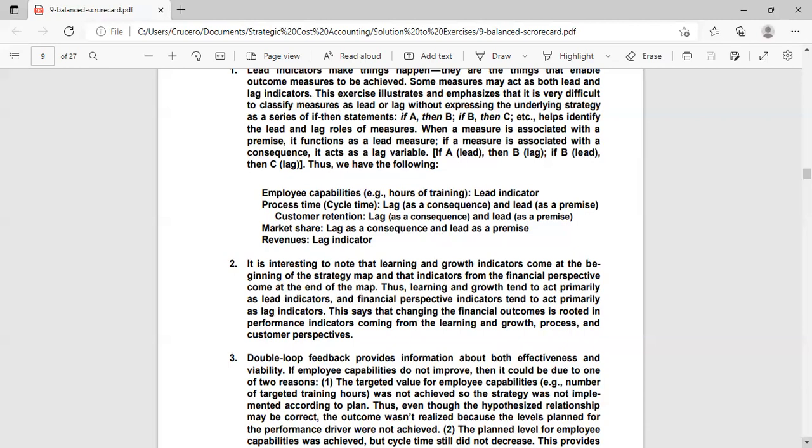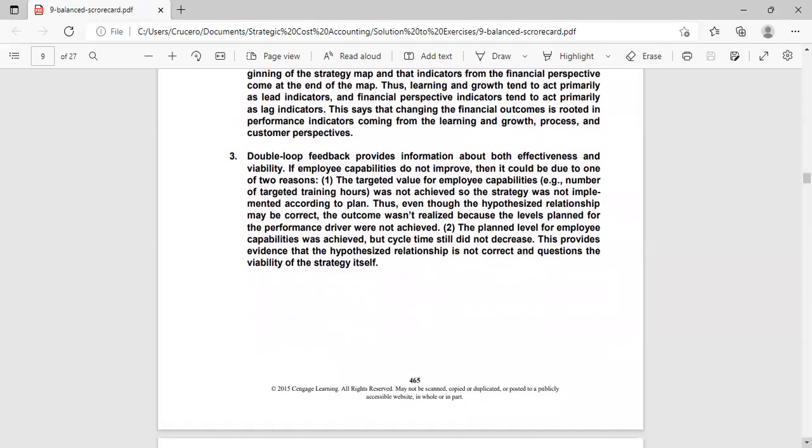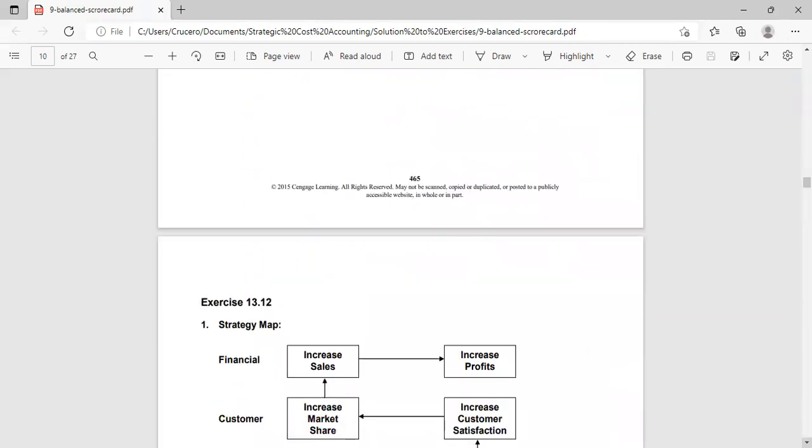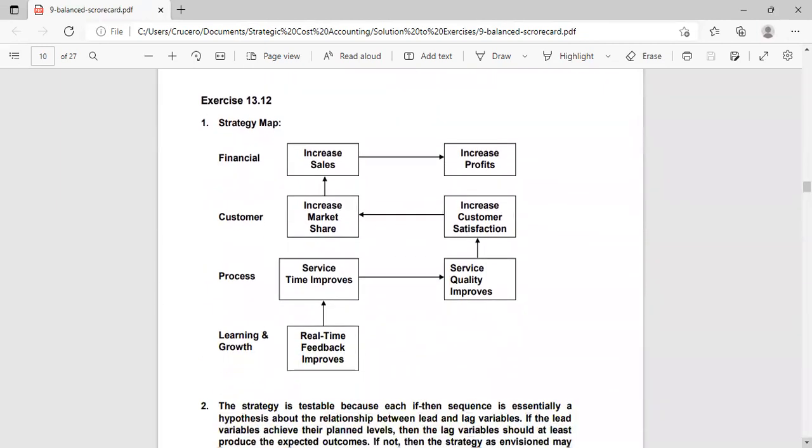Okay, so we now go to the next problem, number 12, testable strategy or strategy map. Consider the following quality improvement strategy as expressed by a series of if-then statements. If real-time feedback information capabilities improve, then post-sales service time will improve.